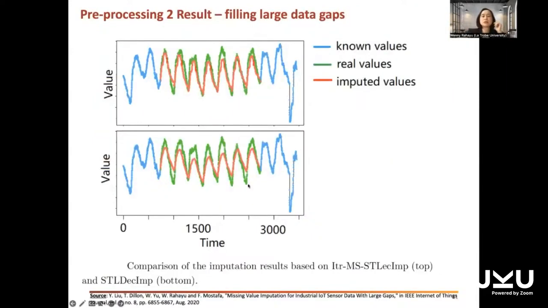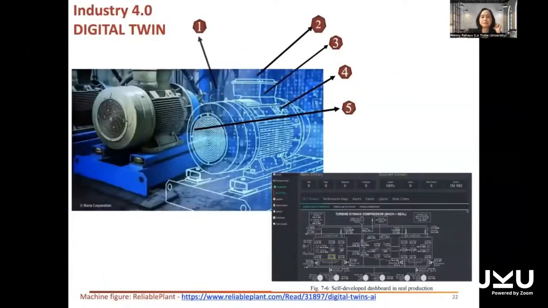We use real data here, where we compare the previous techniques with the technique that we have developed. We have published a few papers on this topic, and we can demonstrate that we have a much closer, more accurate way of filling really big gaps.